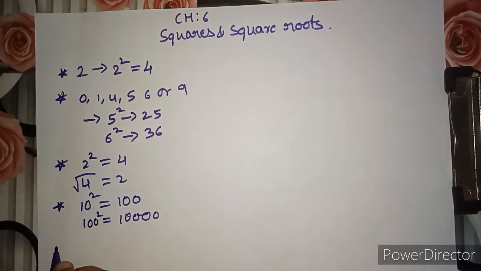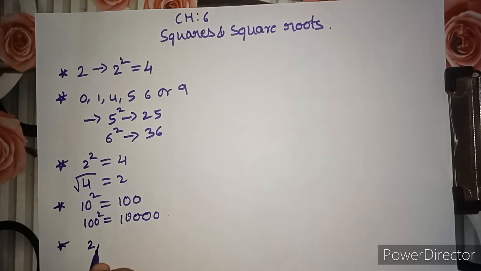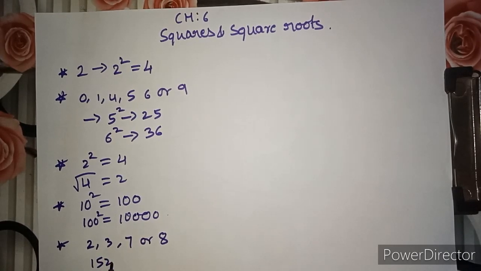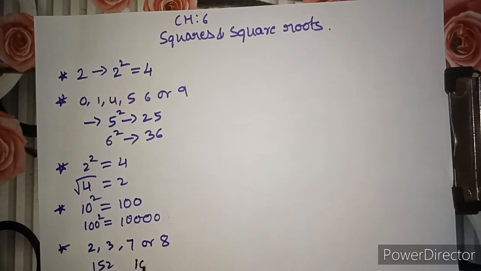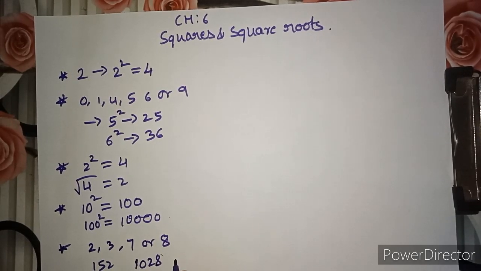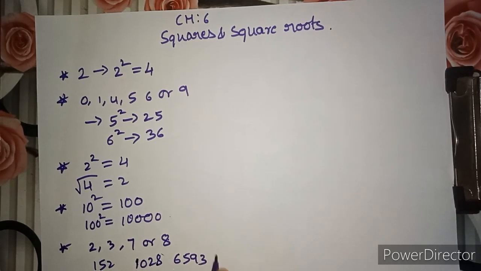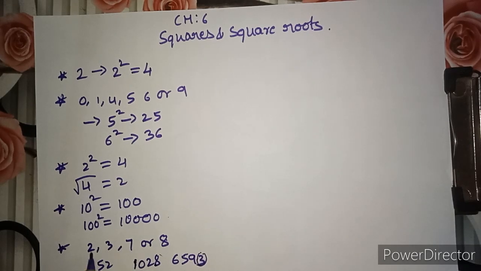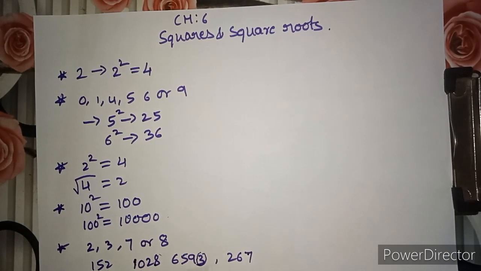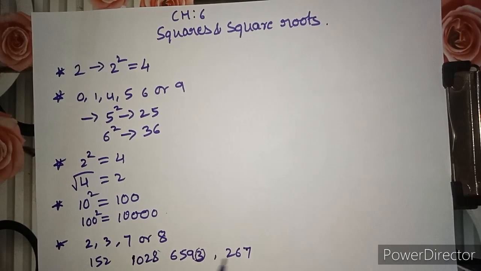Next, a number ending with 2, 3, 7 or 8 is never a perfect square. 152 ends with 2, so it is not a perfect square. 1028 ends with 8, so it's not a perfect square. 6593, whatever, if the unit place digit is 2, 3, 7 or 8, it's not a perfect square. 267 has 7 in the unit place, so it's not a perfect square.